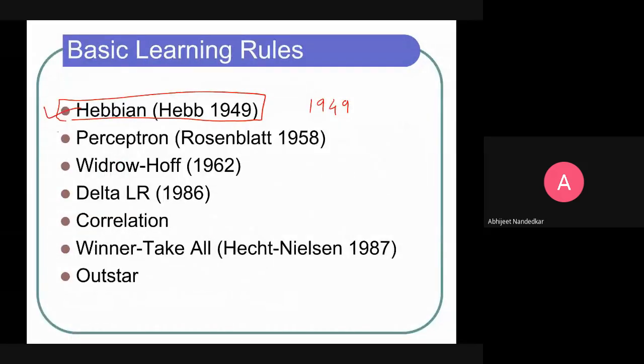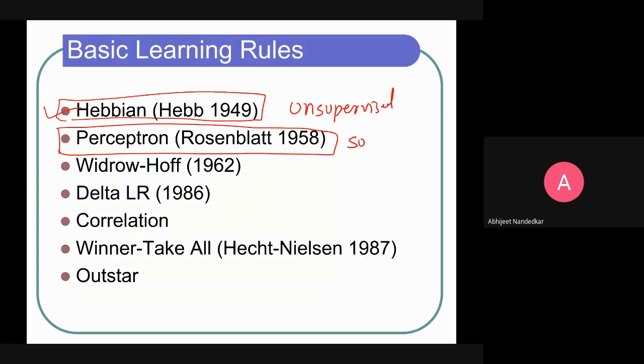It's done. Now we are moving to this. This was unsupervised. And the next rule, which came in 58 after 9 years, is supervised. So Rosenblatt gave this rule in 58. They proposed the first one.